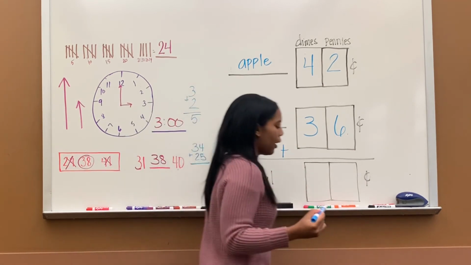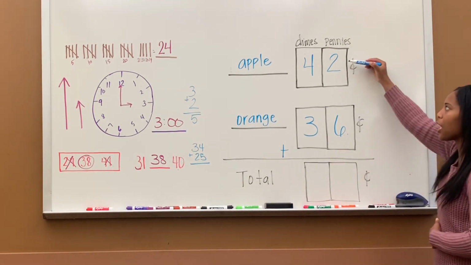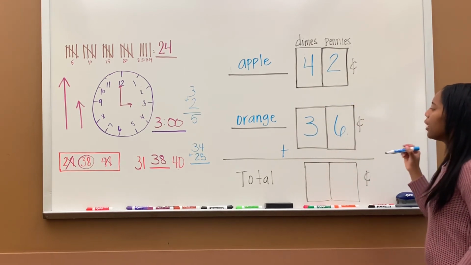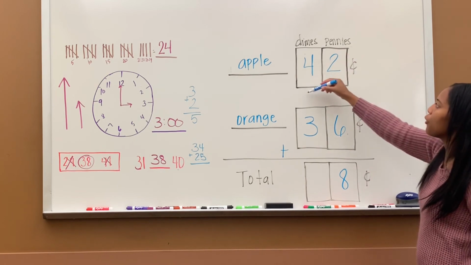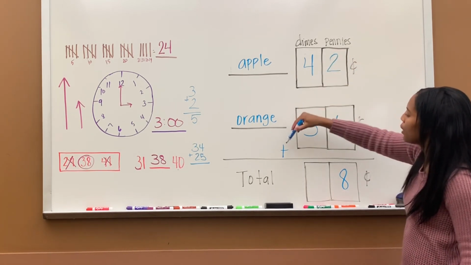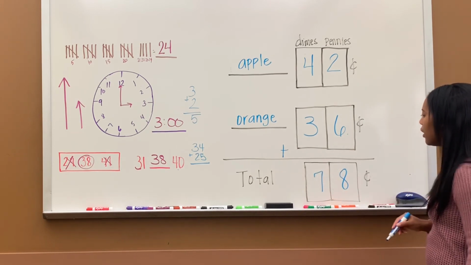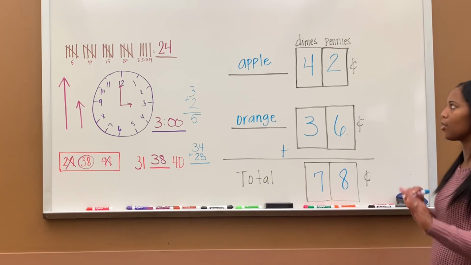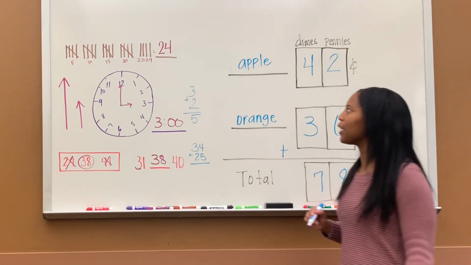All right, so again, we start adding with the back numbers first. We go from top to bottom. So 2 plus 6 equals 8. Then we move on to the front. 4 plus 3 equals 7. So our total is 78 cents total. So that's how much money we will spend on our apple and our orange, okay?